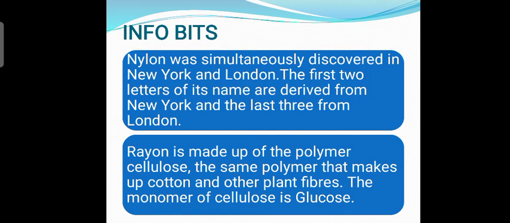Rayon is made up of the polymer cellulose, the same polymer that makes up cotton and other plant fibers. The monomer of cellulose is glucose. Students, if you can remember, in the previous LP we saw that synthetic and natural fibers have one common thing, which is both are polymers and they are made up of small repeating units called monomers.